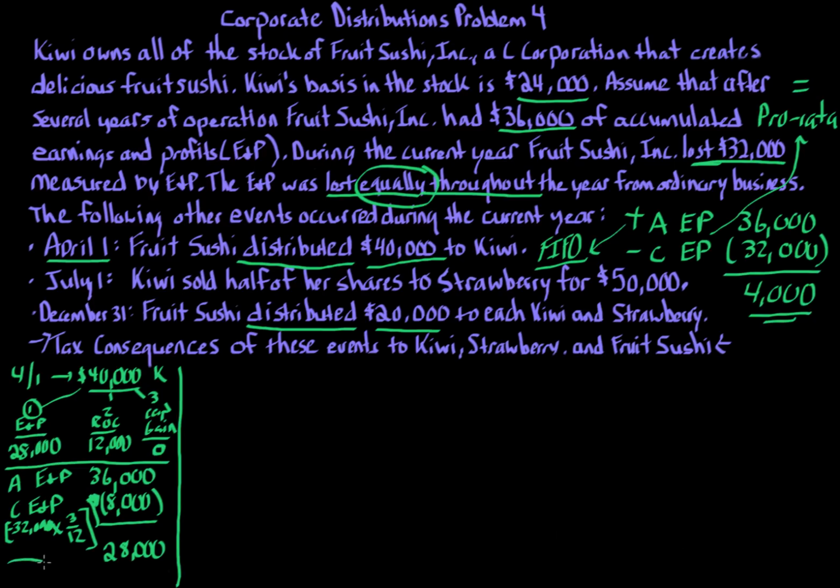That means that we need to determine the basis left over for Kiwi on this date. So we started with 24,000.